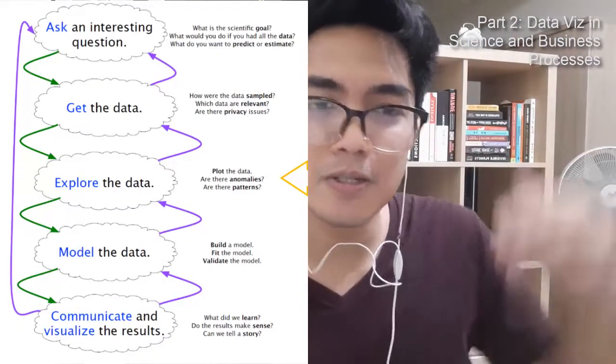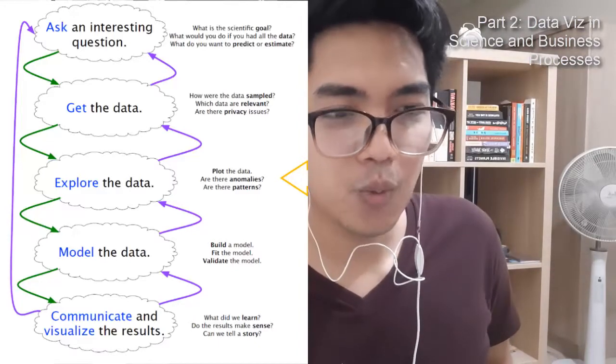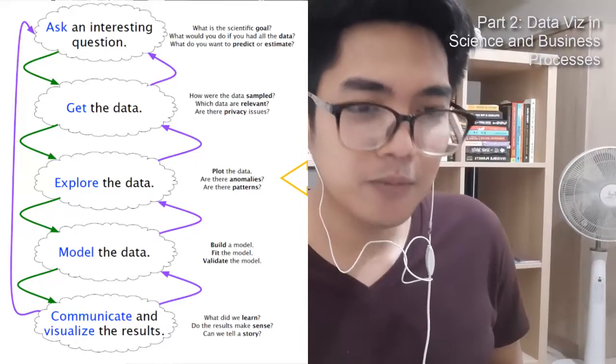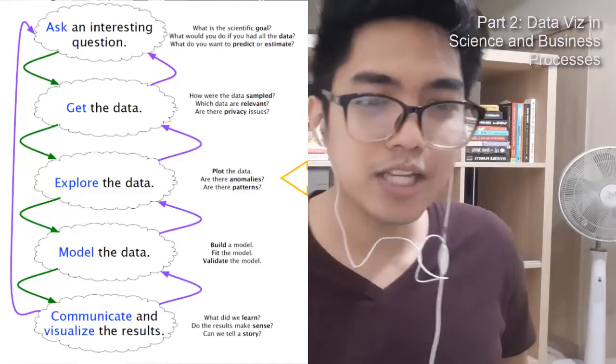So, data visualization as part of the scientific and business process. It is also important to note that data visualization has evolved to become part of the scientific process, or in business terms, research and development. In order to arrive at new knowledge or a decision, we first ask an interesting question. That's step 1. Then in order to answer the question, we collect data, step 2. We then explore what we can do with that data. And then we come to model. We try to model that data we've collected. And then finally, we communicate the results.